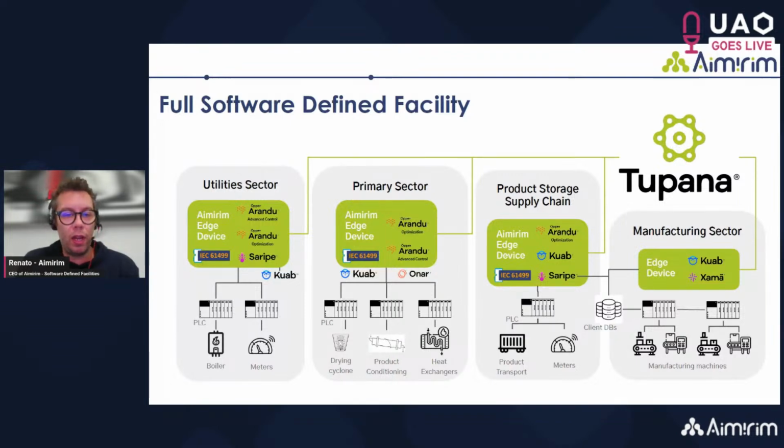And yes, it's running. Right now, we have this case running. So we are managing boilers, meters, drying cyclones, product conditioning, heat exchangers, product transportation, all in the client's DB, and also the manufacturing machines. In this specific case, we are running in a private cloud of the client, but it could be on-premise server, it could be a public cloud. The technology is ready for these different architectures you might want.